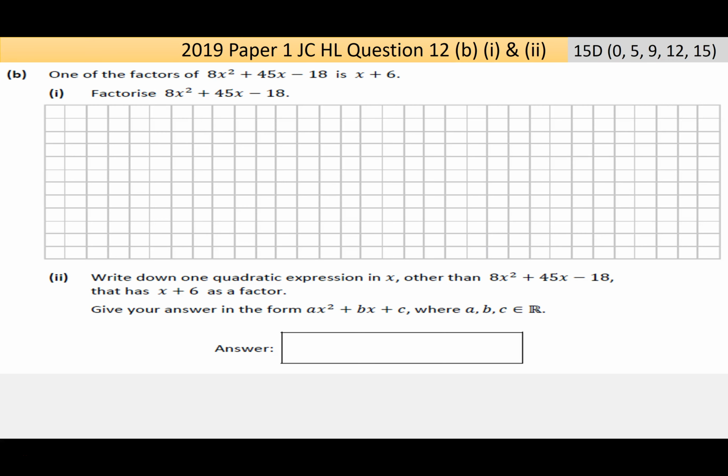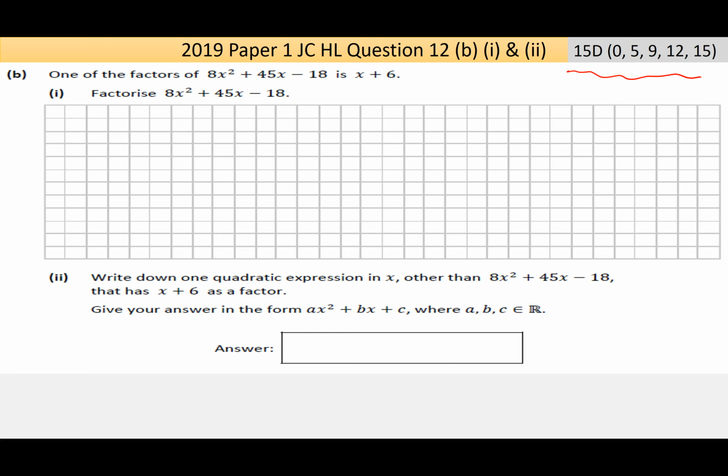Now part B says, one of the factors of this quadratic here, 8x squared plus 45x minus 8, is the factor x plus 6. Okay. So they're giving us one of the answers. Note, 15 marks are going for this, though you won't know that during the exam. We're asked to factorize this quadratic here.